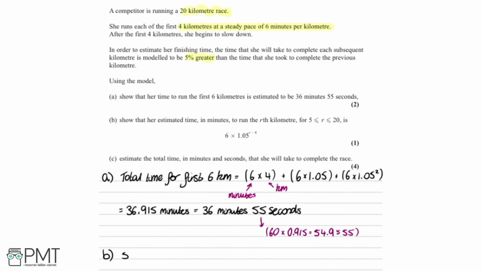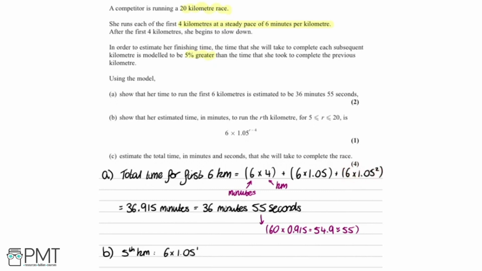So we know for the 5th kilometre, it takes her 6 times 1.05. I'll write that to the power of 1. And we see, because we worked that out earlier, it's here. So she takes 6 minutes, and then it's 5% more than that. So we're timesing it by 1.05. And here we also worked out the 6th kilometre is this here.